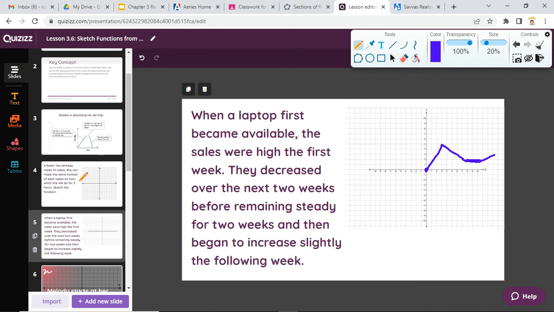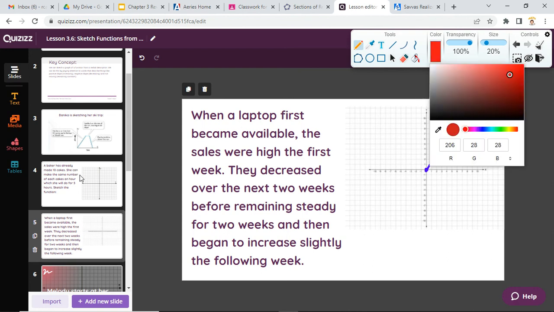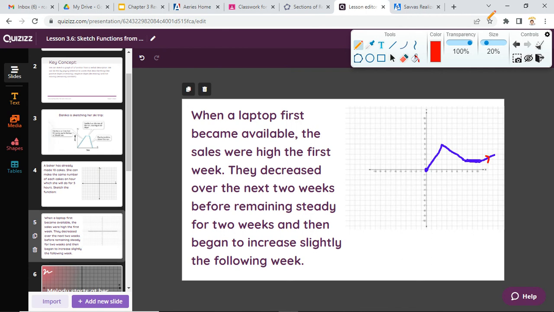So that's the graph I drew for this function. When sales first started, it was selling really high. They had a lot of sales, so I have a very steep increasing function. Next, it decreased over the next 2 weeks, so we want to start gradually heading down there before remaining steady or constant for 2 weeks. And then lastly, it increases slightly the following week. The one key point here is I want you guys to notice that this part of the line is not as steep as this part of the line. Even though they're both increasing, the last week was a slight increase, where at the beginning, the sales were very high. So the beginning of my graph should have a steeper slope than the end of my graph.